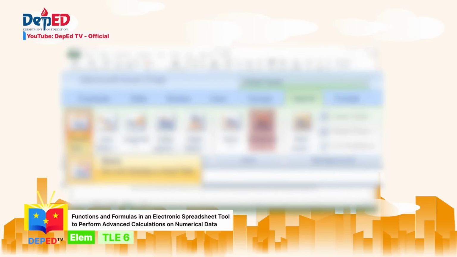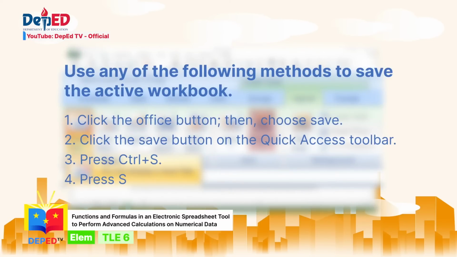Number 6. Save the Excel document. Note, use any of the following methods to save the active workbook. Number 1. Click the Office button, then choose Save. Number 2. Click the Save button on the Quick Access toolbar. Number 3. Press Ctrl plus S. And number 4, press Shift plus F12.